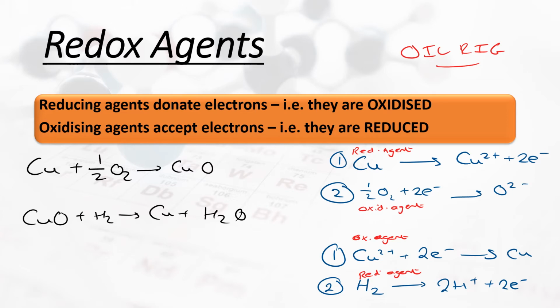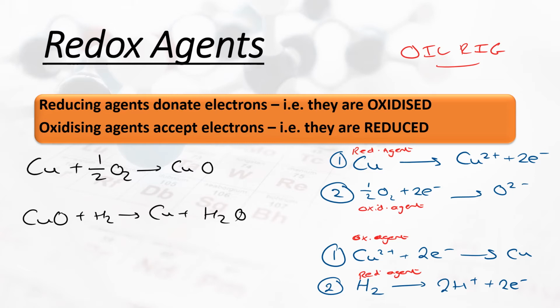And so if the reducing agents reduce something else, they themselves must be oxidized. So our reducing agents donate electrons, and therefore they are oxidized. They lose electrons. Oxidizing agents oxidize one of the partners in our reaction. And so if the oxidizing agents oxidize something, they must be reduced themselves. Remember that oxidation and reduction have to happen together. And so oxidizing agents accept electrons, and they themselves are then reduced because they've gained electrons.